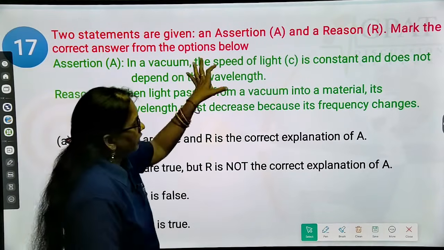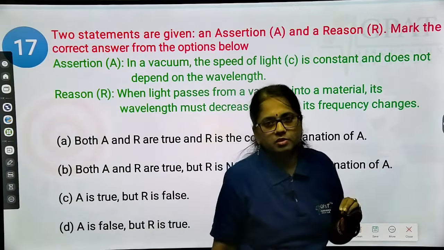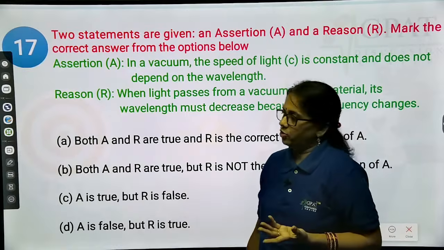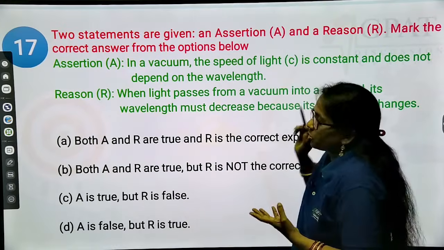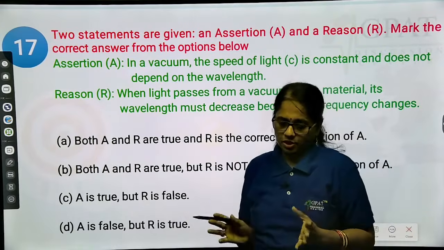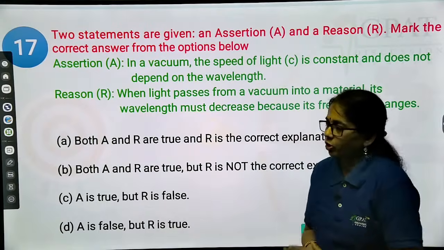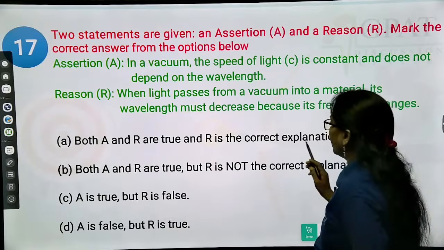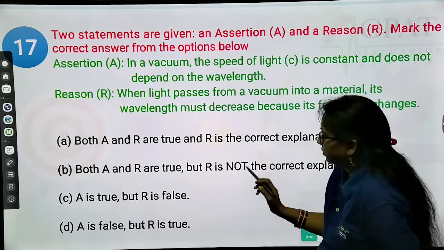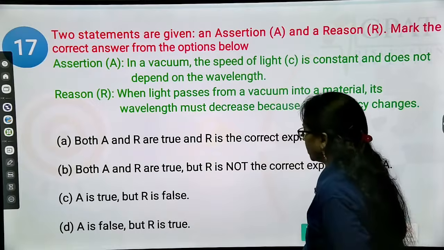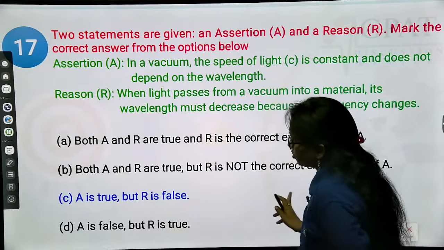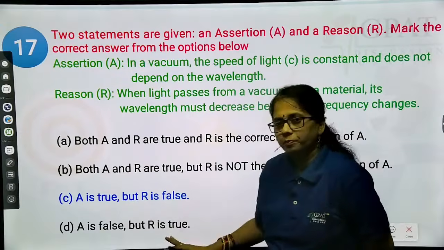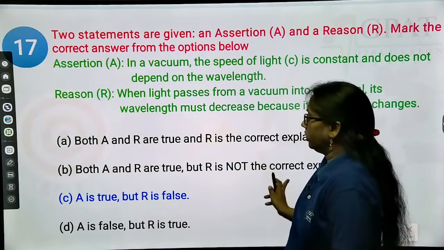Whenever light passes through any medium, the wavelength is going to change. But in a vacuum, the speed is constant, and it does not depend on the wavelength. So let us see the options. A and R are true, R is the correct explanation? No, this is wrong. A is true, but R is false. A is false, but R is true. So by seeing this, we can say that A is true, but R is false. Okay. Why?